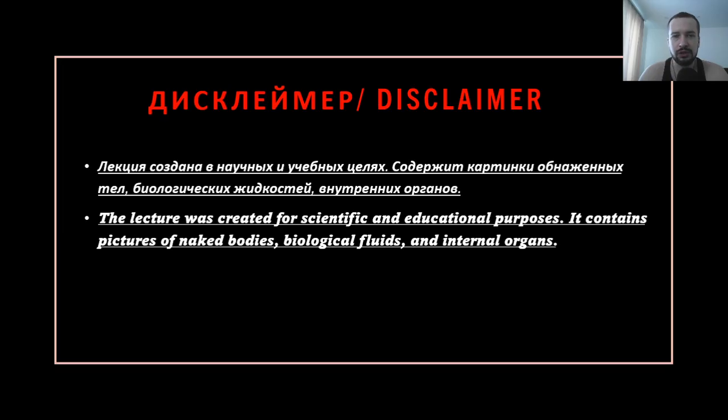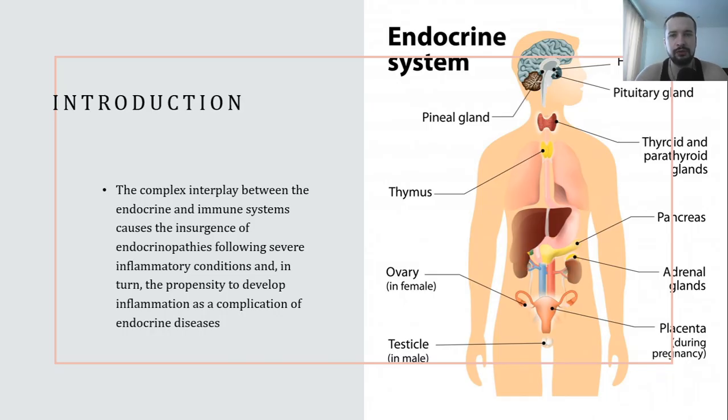First of all, of course, you see the disclaimer, and we will talk about the endocrine systems. The complex interplay between the endocrine and immune systems causes the onset of endocrinopathies following severe inflammatory conditions and in turn the propensity to develop inflammation as a complication of endocrine disease.